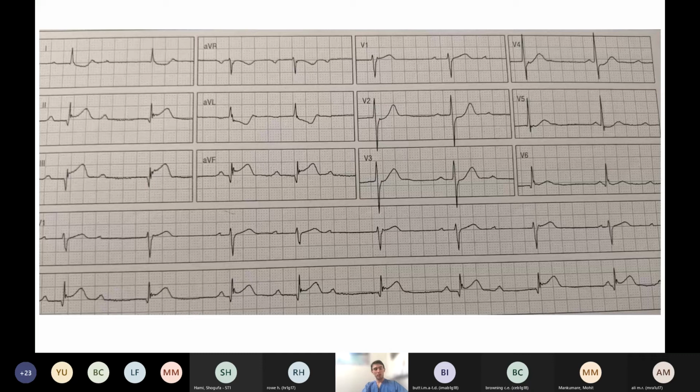So here we have an inferior STEMI with a complication associated with the inferior STEMI. So this patient needs to have urgent revascularization, and hopefully that will cure their bradyarrhythmia, which thankfully isn't that slow.